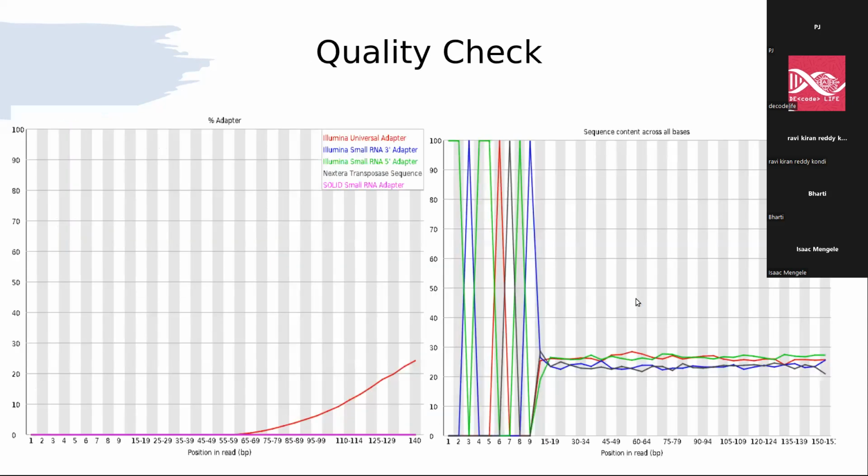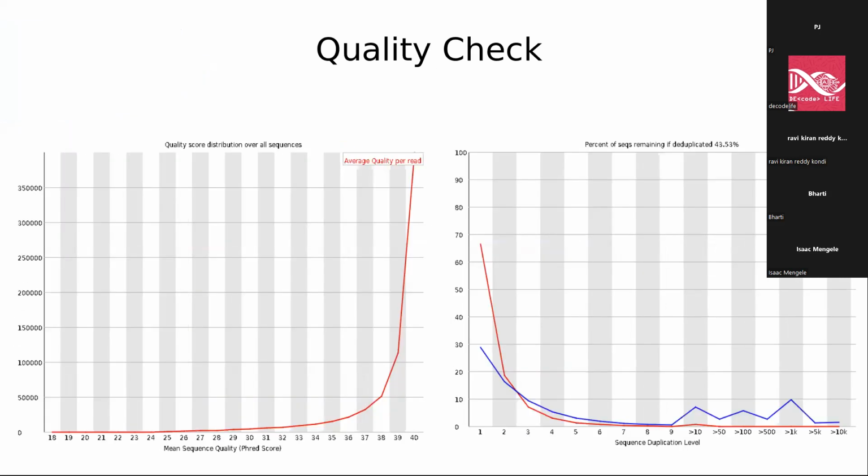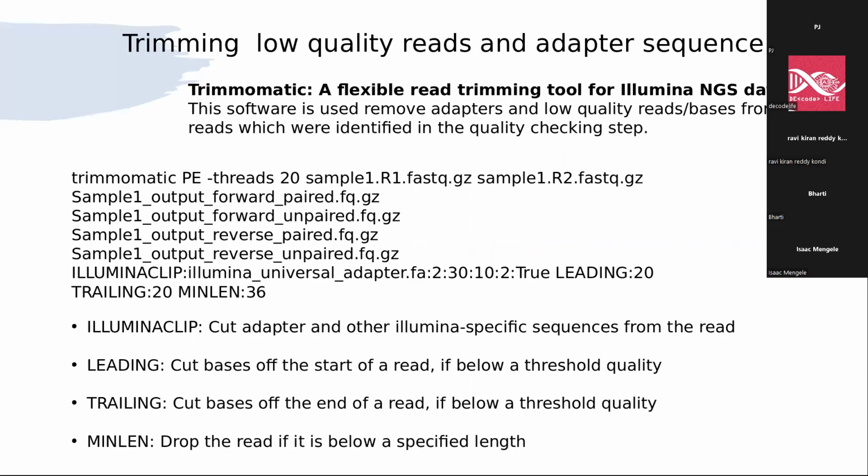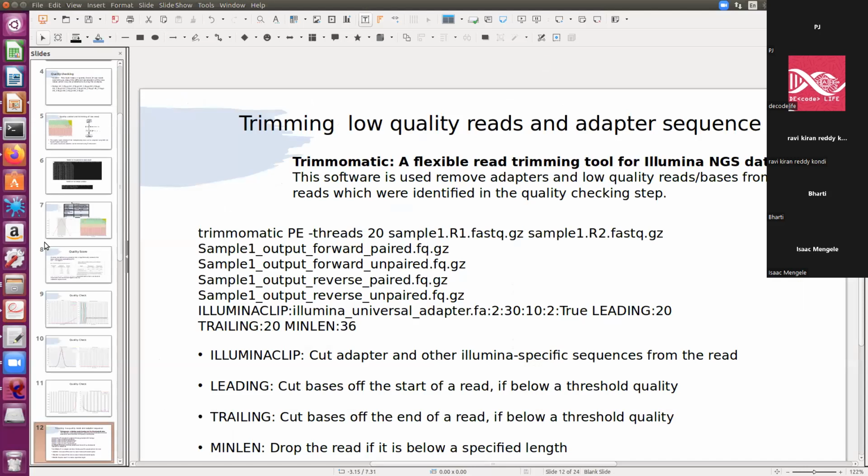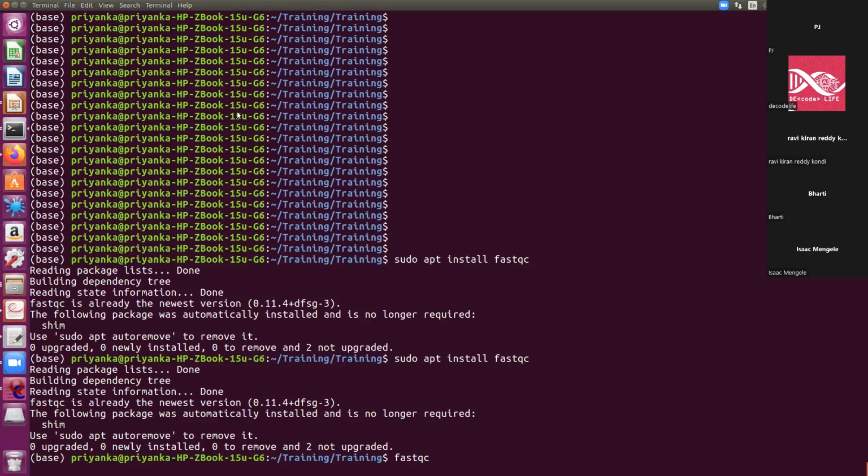So next, all these I have explained on the output only, so I will not repeat it. Now comes Trimmomatic. I have given you the link for Trimmomatic. Trimmomatic is a flexible read trimming tool for Illumina NGS data. This software is used to remove adapters and low quality reads and bases from raw reads, which are identified in the quality checking steps. First of all, you have to download this software. I have this software, so I can show you how it runs.